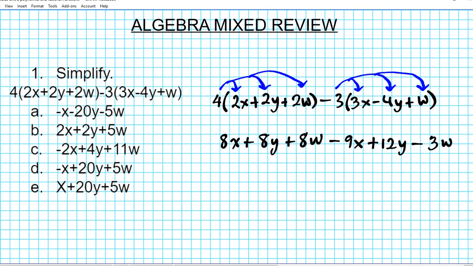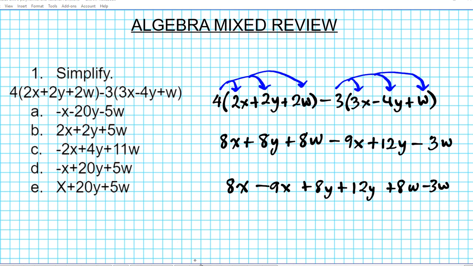Okay. Now we're going to combine like terms. Before we do that, let's just rearrange terms in such a way that like terms are adjacent to each other. So we have 8x minus 9x, those are like terms, plus 8y plus 12y, those are like terms, and then plus 8w minus 3w.